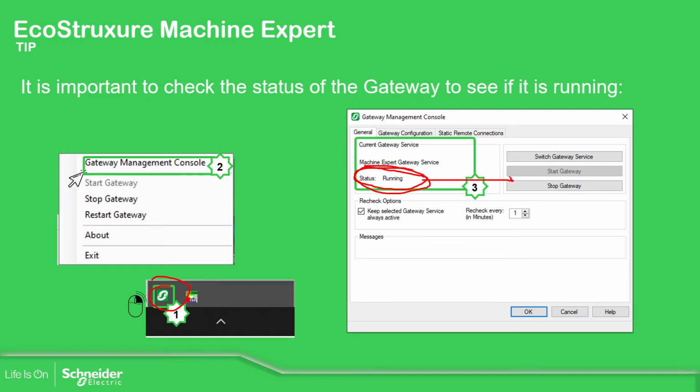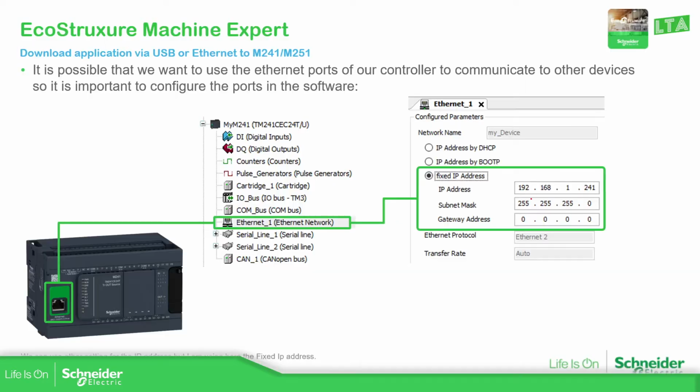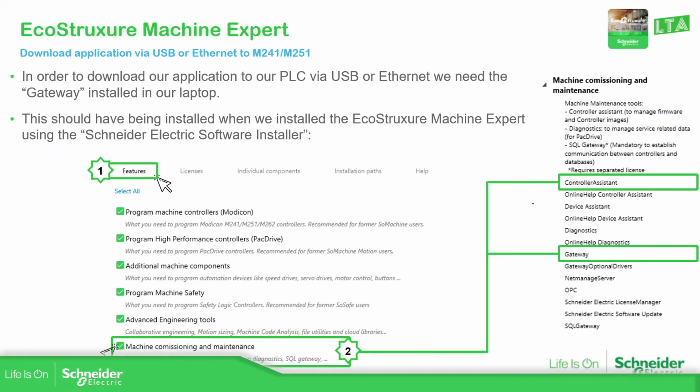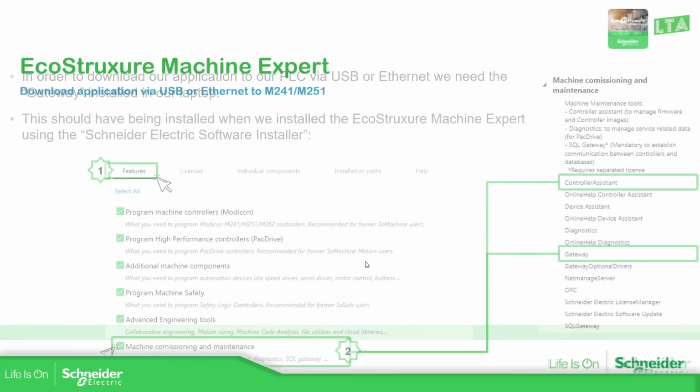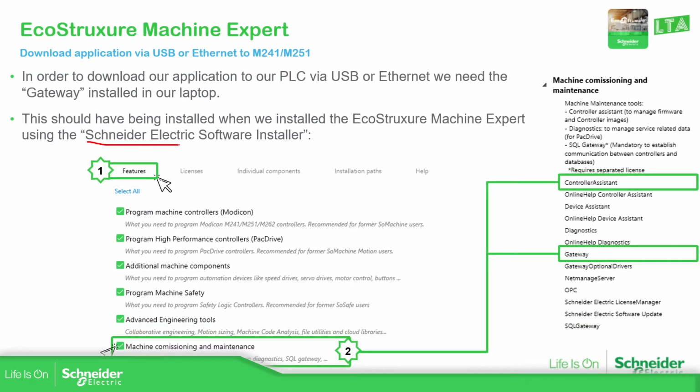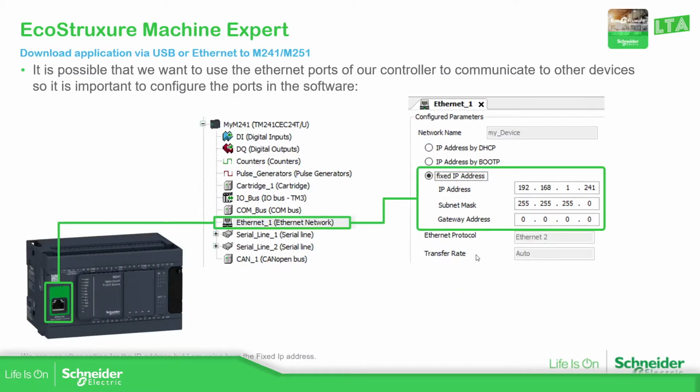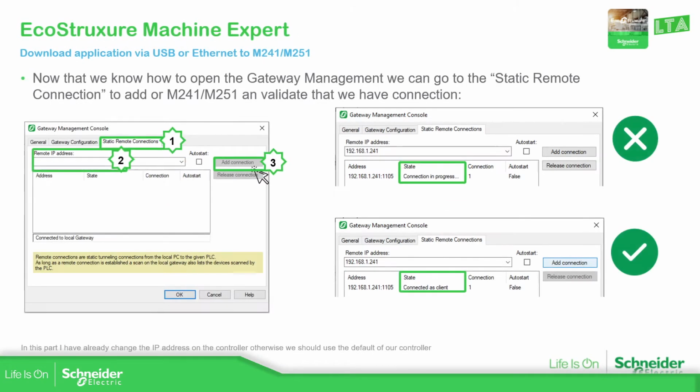If you press, for example, stop and it doesn't do anything, then something is wrong with the gateway management console that you have, and I would recommend you to uninstall it. In order to uninstall it, go to the Schneider Electric software installer in your laptop, uncheck this, uninstall, and then proceed again with the software installer and install it again. Just a workaround if it doesn't work.